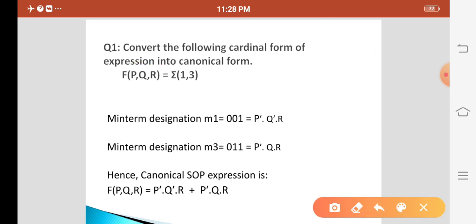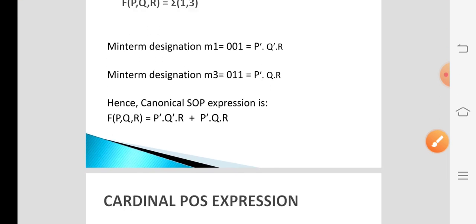Now next is for minterm designation m3, which is equal to 011, where 0 means p bar, then 1 means q, then the next one means r. So it is p bar dot q dot r. So this is how you will write it. It's clear, I think.